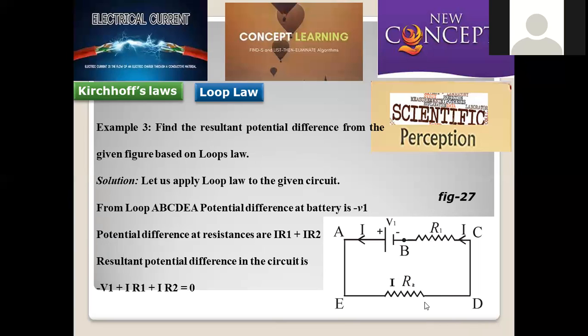Again, we are going to apply Loop's law for this circuit. So here the circuit was made with the A, B, C, D, E, A loop. Here is the battery. Battery potential is given, and resistor 1, resistor 2. Two resistors are there, one battery is there in this circuit. Now let us apply Loop's law for this. Let us apply Loop's law in the given circuit. And the loop is made up of A, B, C, D, E, A. The potential difference of the battery: one and only one battery is there, whose potential difference is given as minus V1.